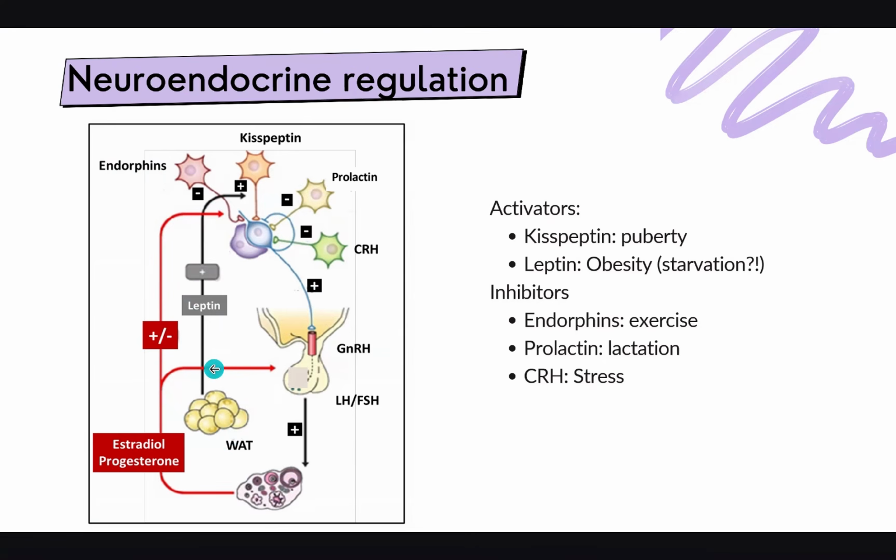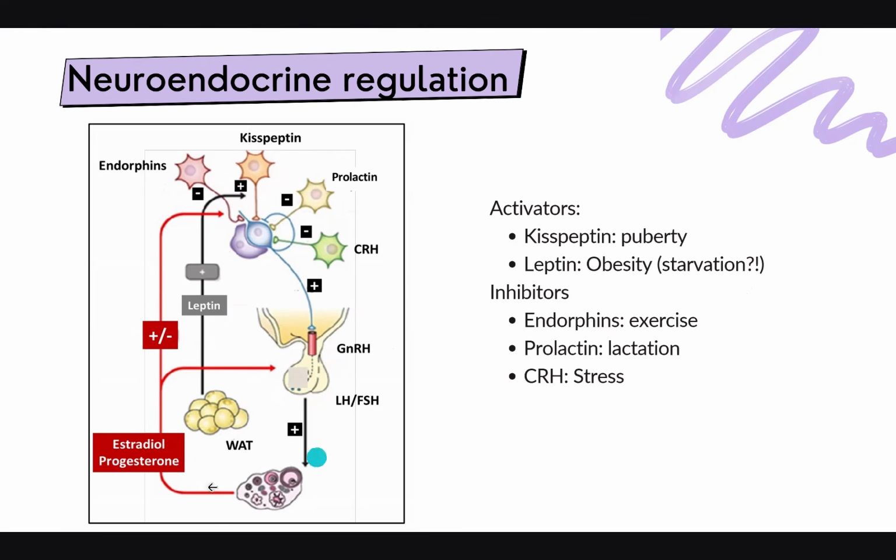Now, when a person is obese, for example, when a child is obese, they tend to have puberty at an earlier age. Why? Because the leptin activates kisspeptin, and the kisspeptin then kicks off the pulsatile GnRH release. All right, compare that to a person who is starving.